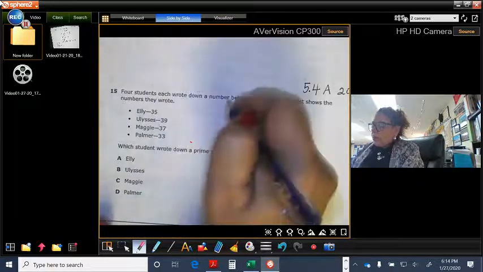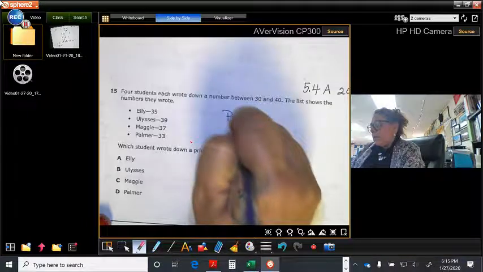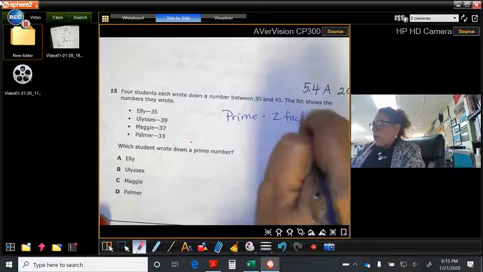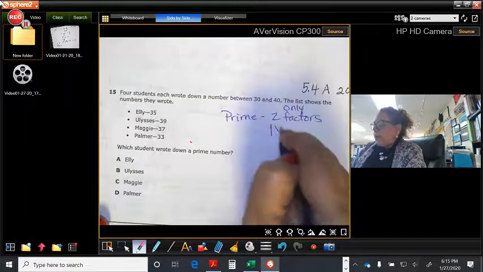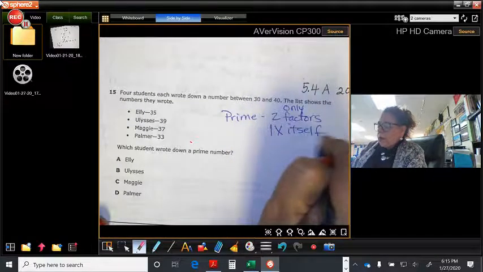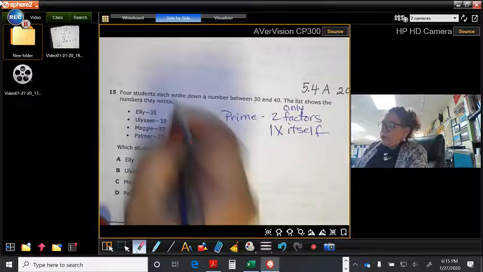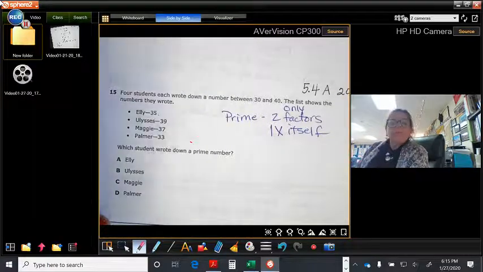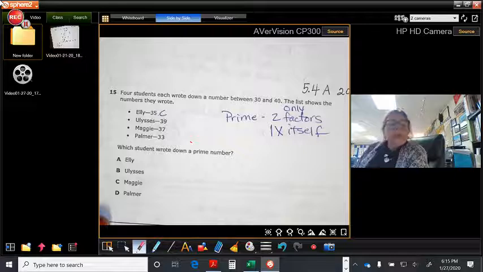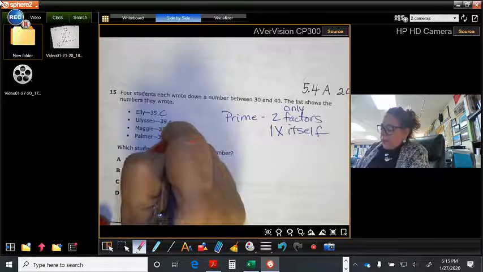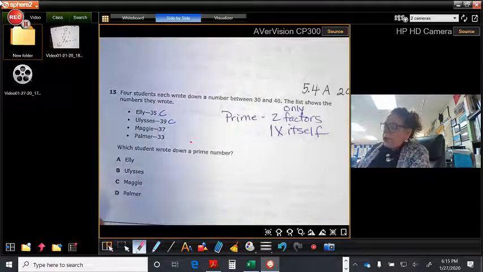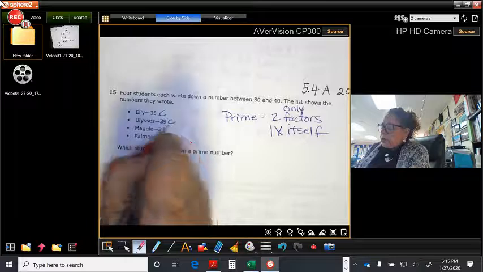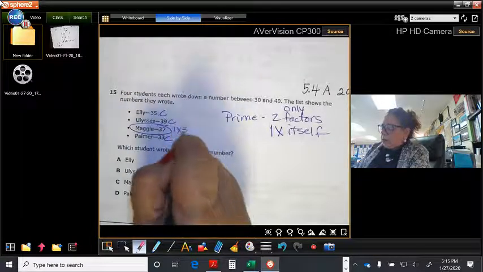Remember, prime has only two factors. And what are those two factors? 1 and itself. Okay, 35, it's 1 times 35, 5 times 7. So this is composite. 39, 1 times 39, 13 times 3, composite. 33, 1 times 33, 3 times 11, composite. So it's going to be Maggie because it's only 1 times 37.